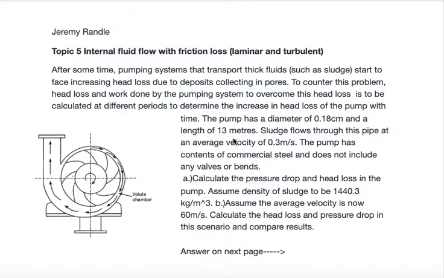Alright, the first problem consists of a pump that has a diameter of 0.18 centimeters and a length of 13 meters. Sludge flows through the pipe at a velocity of 0.3 meters per second, and the pump is made of commercial steel. Calculate the pressure drop and head loss in the pump, assuming the density of sludge to be 1440, and then calculate the head loss and pressure drop, assuming the new velocity is 60 meters per second.